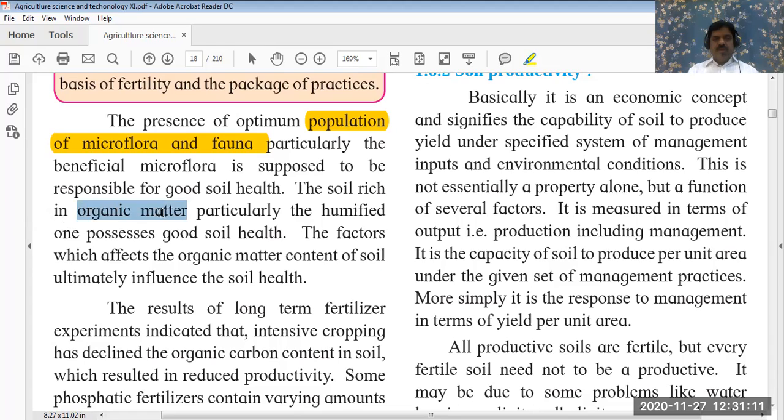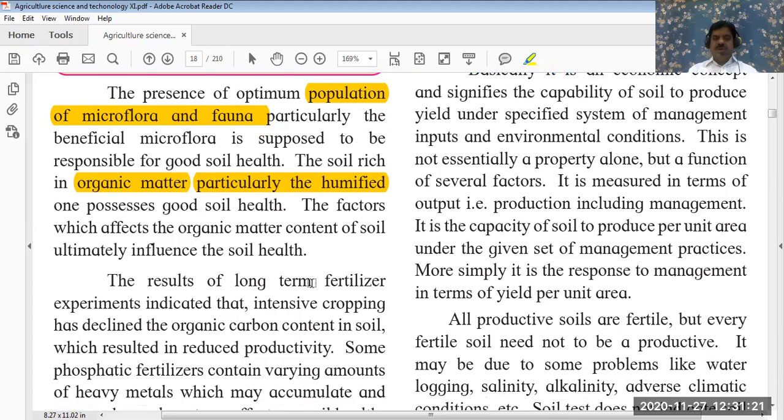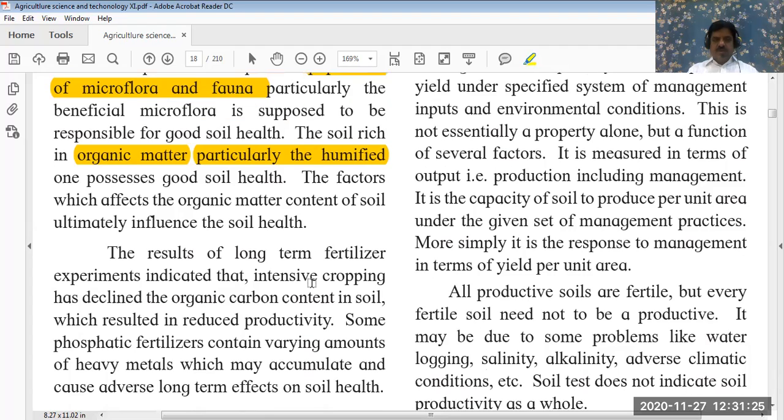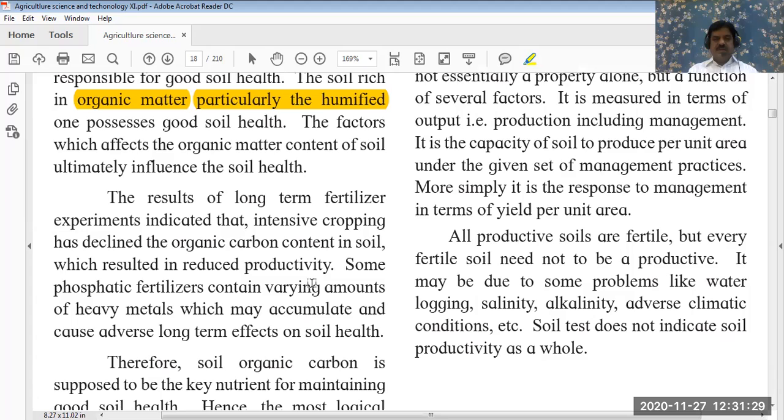So this organic matter is very important in soil, particularly the humified matter, meaning the matter from which nutrients can be absorbed by plants. So soil health is important in this sense.